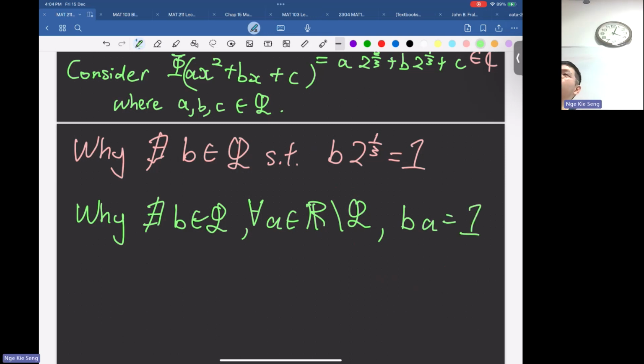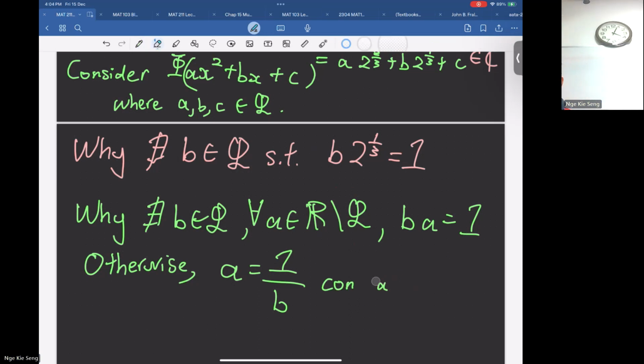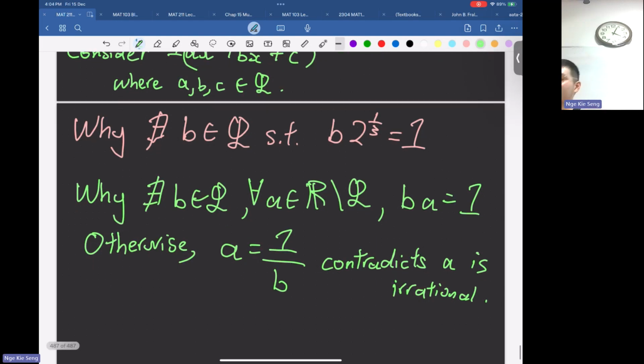For example, we prove that 1 is linearly independent with the rationals first. Because if this is not true, otherwise I can write A equals 1 over B. Then this is a contradiction. A is irrational because irrational you cannot write as A over B. The square root thing is a bit complicated, I think.